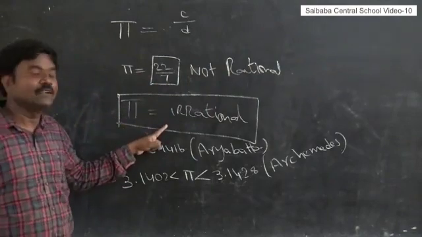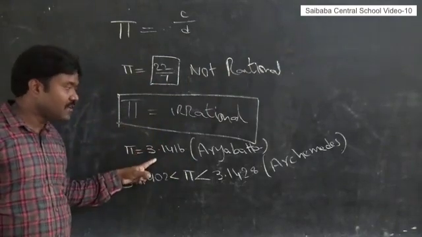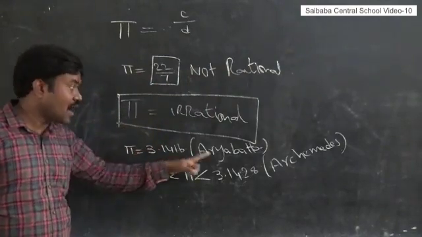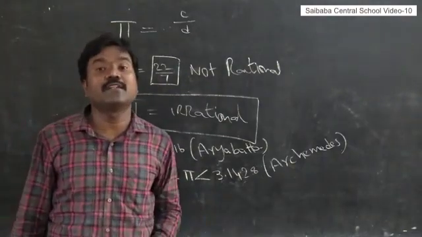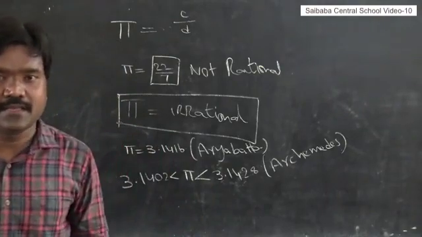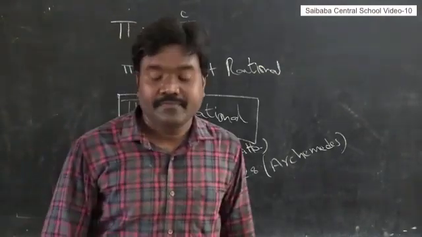It is an irrational number. Aryabhatta gave this value, Archimedes gave this value, Srinivasa Ramanujan gave 1 million decimal places. Nowadays we can get 1.5 trillion decimal places. Okay, this one. Thank you.